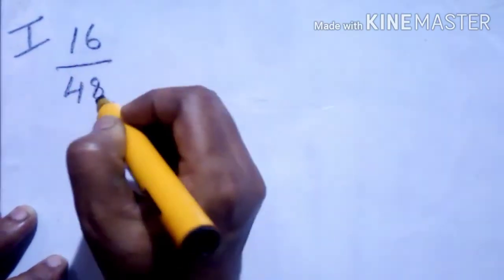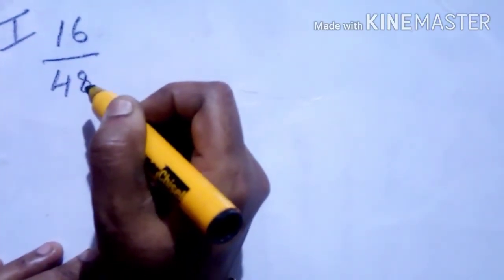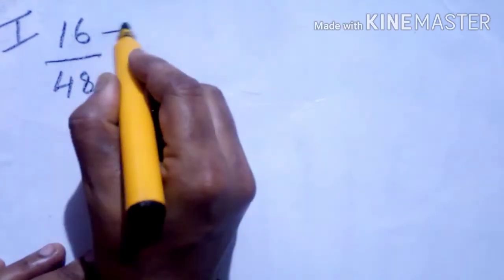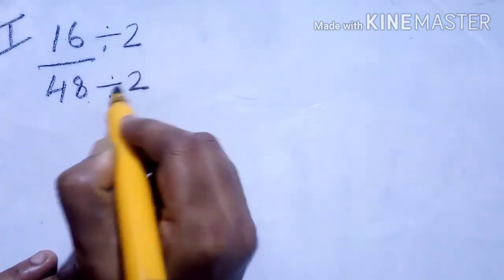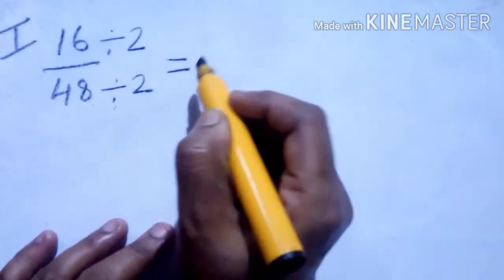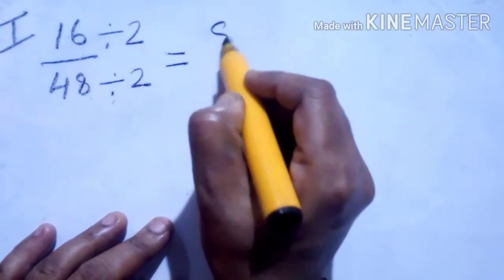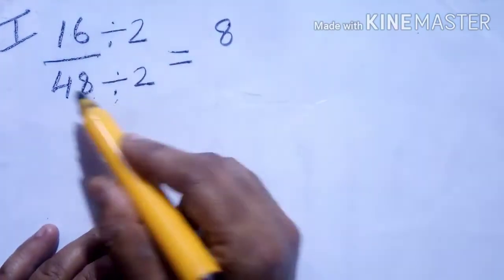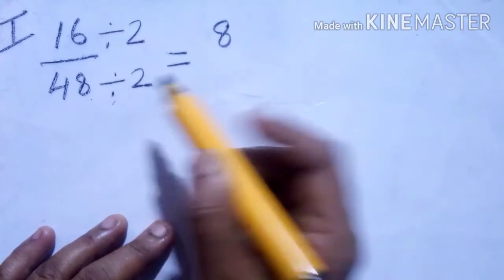So 16 by 48. These two have a common factor. What is that? 2. Let us start with 2 itself. Divide numerator and denominator by 2 and see. When you divide 16 by 2, you get 8. When you divide 48 by 2, you get 24.